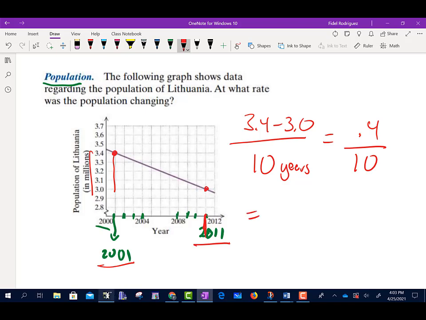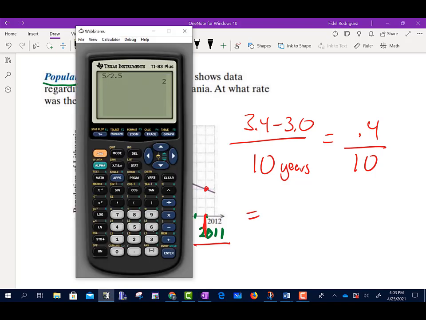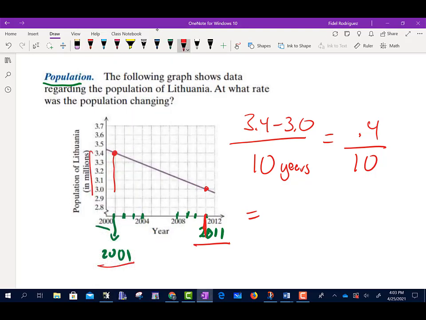I'm just going to get my calculator one more time, y'all. Let me get this going here. So what is 0.4 divided by 10? I'm coming up with 0.04. So I'm coming up with 0.04. It's going down by this much million population, or millions of people, every year.